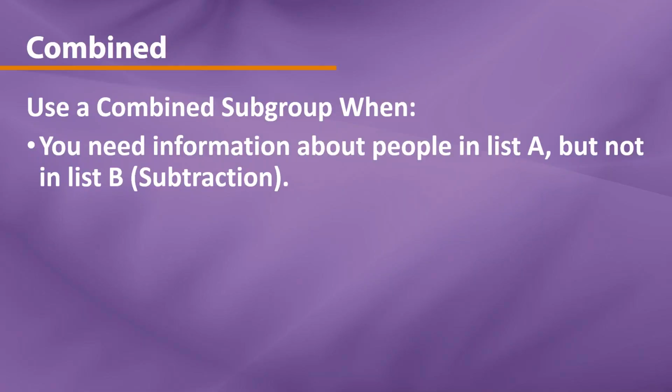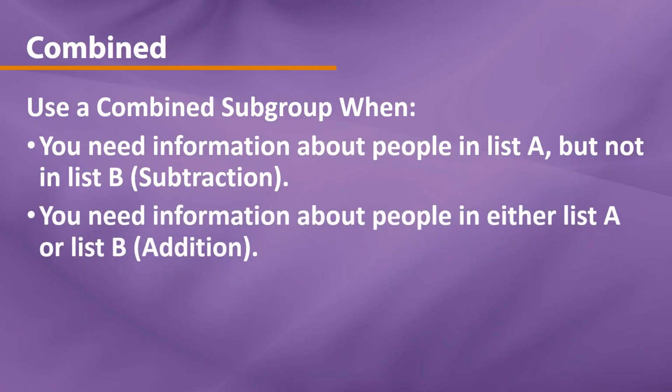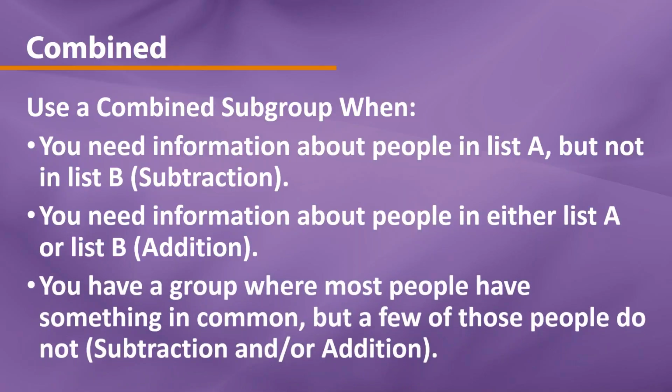Okay, so let's see. The next bullet, you need information about people in either list A or list B, and that goes back to my example of people who are members, but also the people who are part of VBS who may not be members. So addition is going to add those two together. And then number 3, you have a group where most people have something in common, but a few of those people do not. So you can use subtraction and or addition, remembering that you can have up to five subgroups there. So there's a possibility you may need to add a few people or subtract a few people.